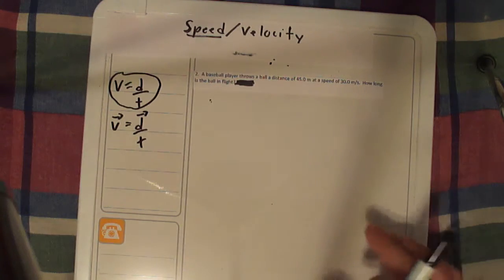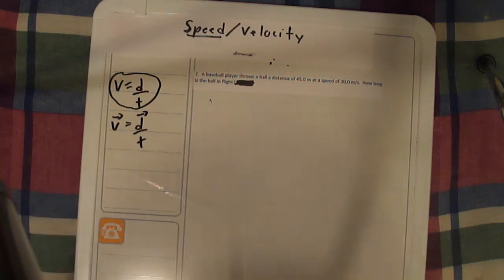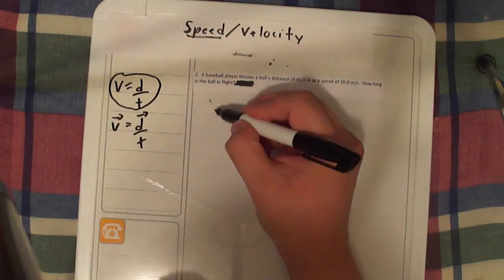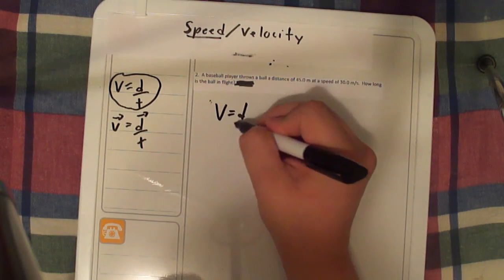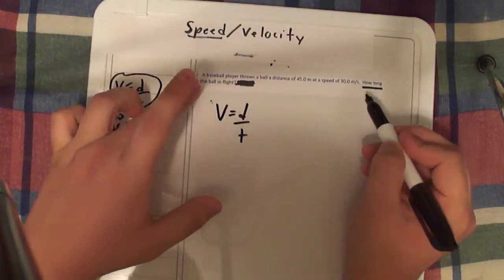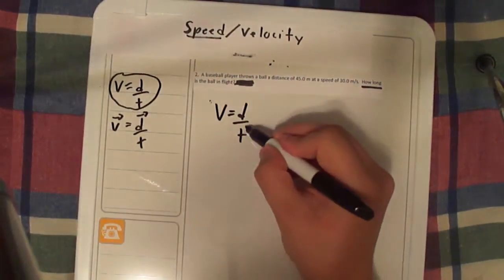A baseball player throws a ball a distance of 45 meters at a speed of 30 meters per second. How long is the baseball in flight? So you have velocity equals distance over time. We are looking for how long the baseball is in flight, which means we're looking for time.